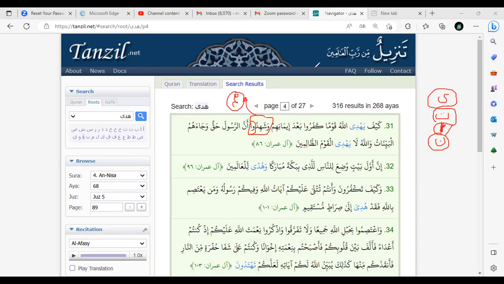What did they witness? Shahida, yashhadu. For this, the maf'ul can be direct or can be a sentence. When it is a sentence, it will always be introduced by anna. You can find in the Quran how this root letter comes. You will find anna ar-rasula haqqun. Now, what is ismu anna and khabaru anna? Ismuhu ar-rasul, khabaruha haqq. Okay, translate from the beginning. Kaifa yahdillahu qawman kafaru ba'da imanihim wa shahidu anna ar-rasula haqq? How can Allah guide a people who disbelieved after their belief and they witnessed that the messenger is true? Very good.